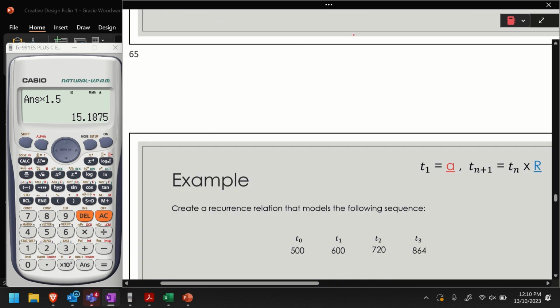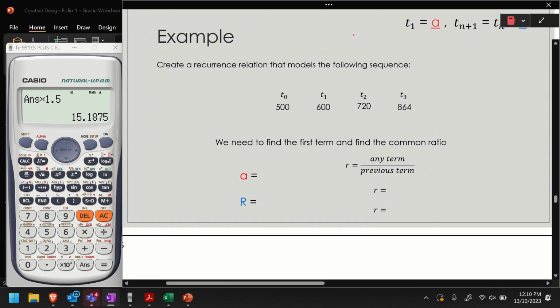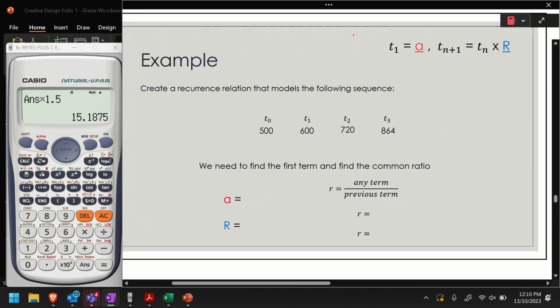All right. So here's the sequence. Nice and easy. We need to create a recurrence relation that models this sequence. And you know what? In year 11, you'll see a question that looks exactly like this all the time. Models the following sequence. It just means make a recurrence relation based off these numbers. That's all that means.